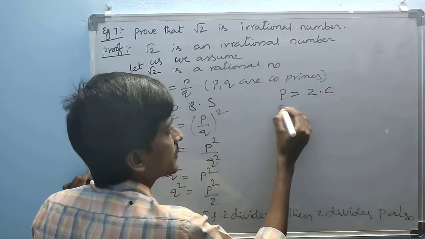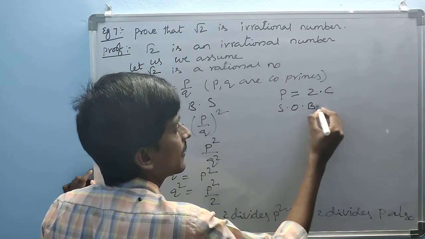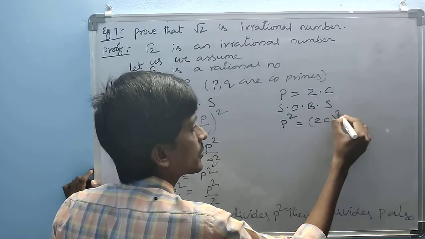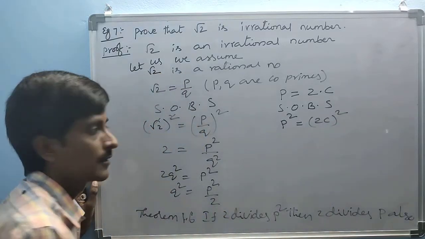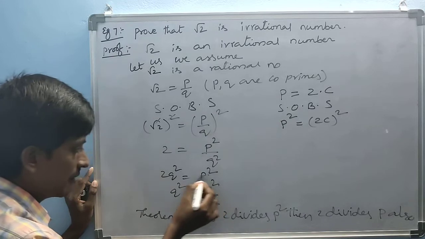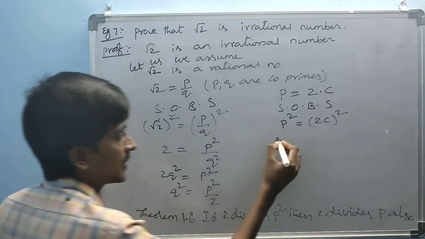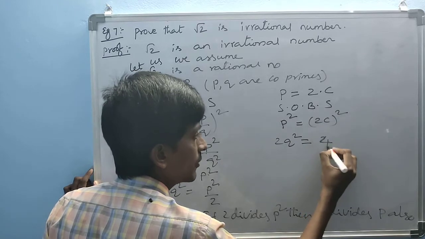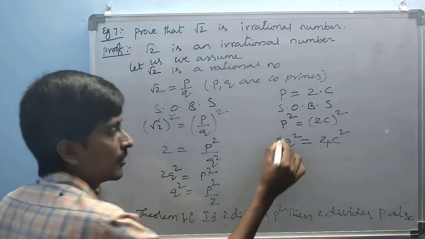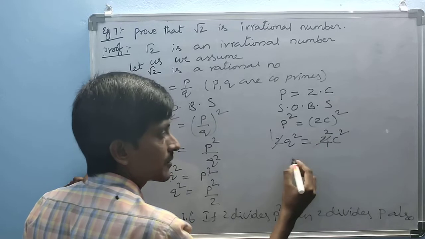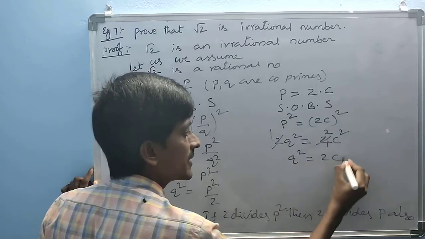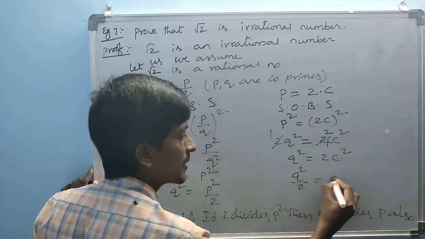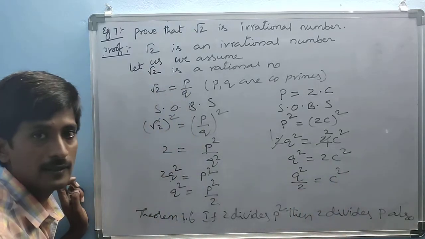p equals 2 into something, say c. Squaring on both sides again: p square equals 2c whole square. What is the value of p square? 2q square. Substituting, 2q square equals 4c square. 2 ones are 2, 2 twos are 4. So q square equals 2c square. 2 is transferred to this side: q square by 2 equals c square.